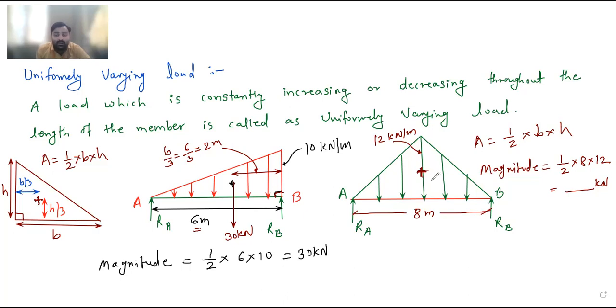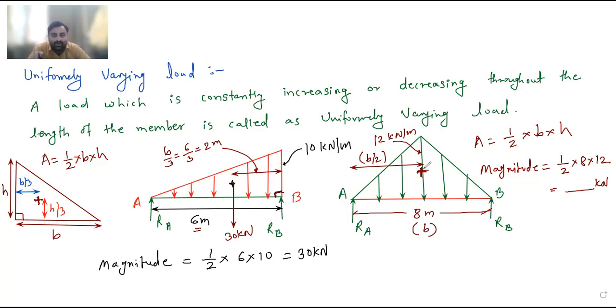This is not a right angle triangle. This may be an isosceles triangle or an equilateral triangle. So here in this case, this distance of CG is at the center. If I call this B, then this will be B by 2. If I call this AB, 8 meter, then this will be B by 2. 8 by 2 means it is 4.